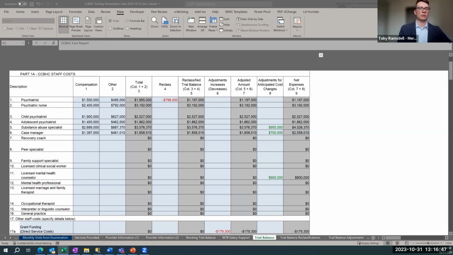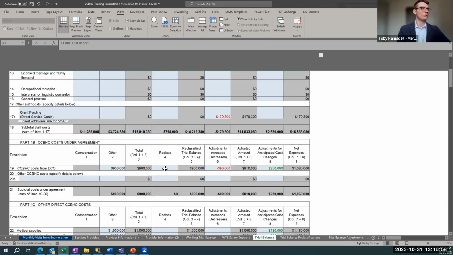All right. So we've covered part 1A, that's direct CCBHC staff costs. Moving through, you can see some DCO costs. Again, these DCO costs are based on the actual costs that are reported by the DCO. So the costs that are reported by the CCBHC for DCO are not the costs to compensate the DCO for providing the service. It is the cost that the DCO incurs for providing the service. So that's an important distinction to make.